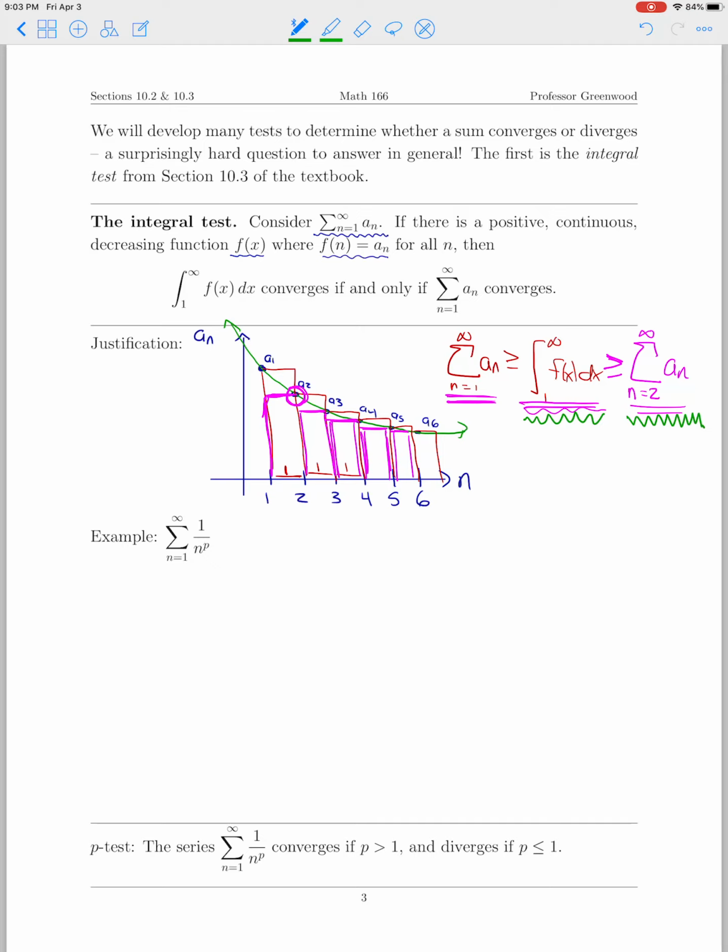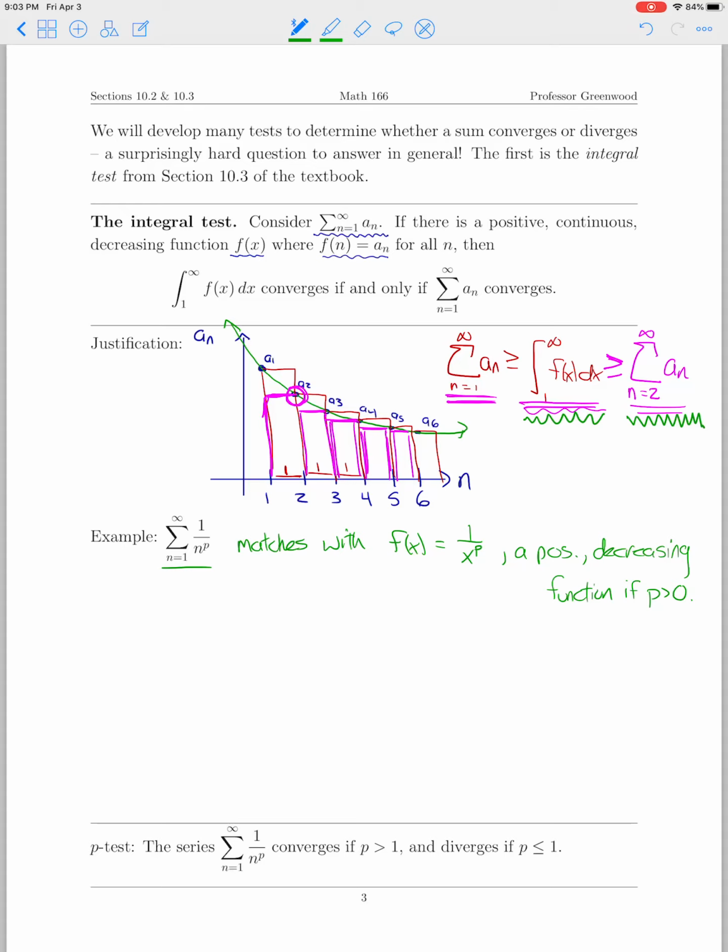Okay, now let's see how we could use this in an example. And so here, let's say that we're trying to compute whether or not this sum of 1 over n to the p converges or diverges. And so 1 over n to the p matches with the function f of x equals 1 over x to the p. Right? And that's definitely a positive decreasing function. And so that'll be positive and decreasing as long as p is greater than 0.